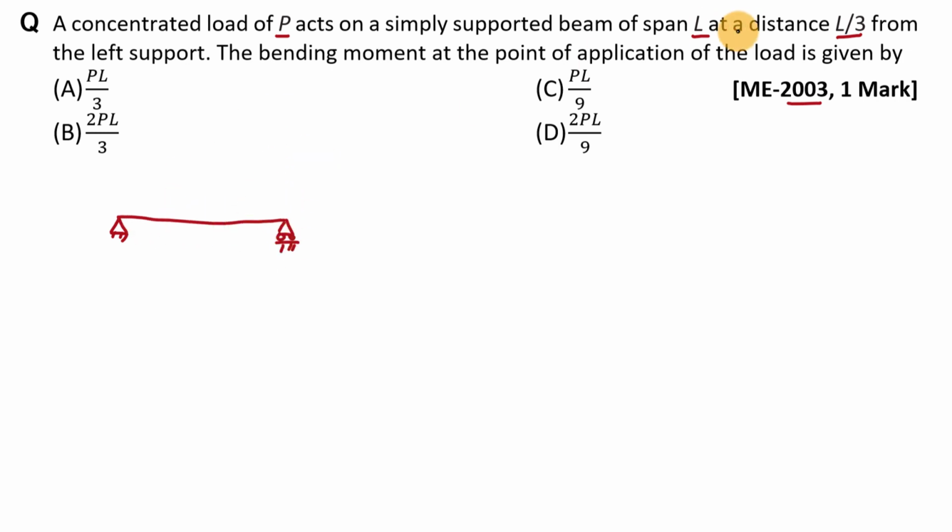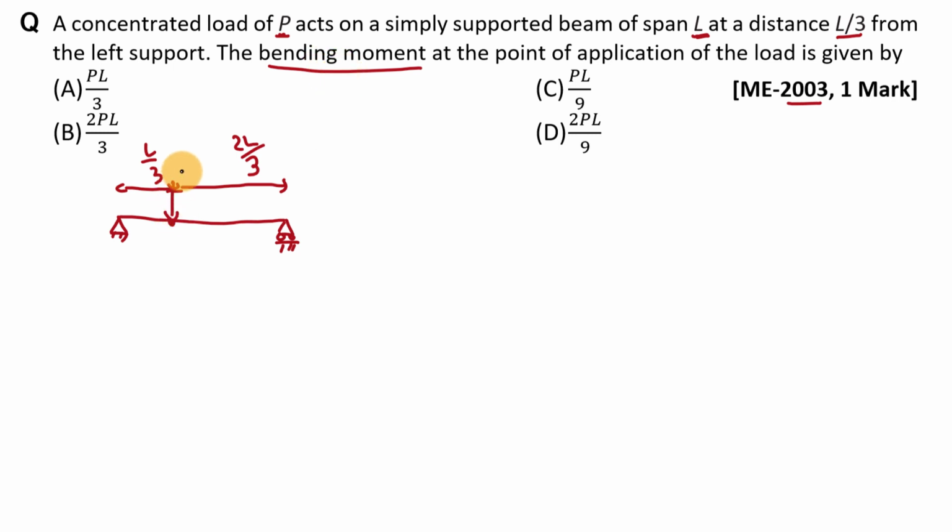and length of this beam is L. Here we apply this concentrated load P at a distance of L by 3 from left support. So this distance is L by 3 and this distance will be 2L by 3. Here we have to find out bending moment at the point of application of the load. Means at this point we have to find out bending moment.